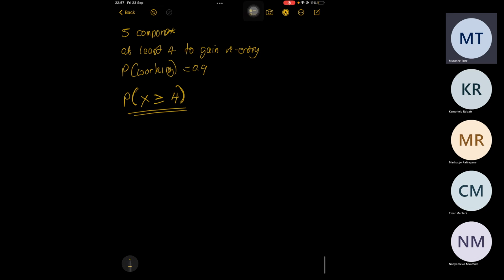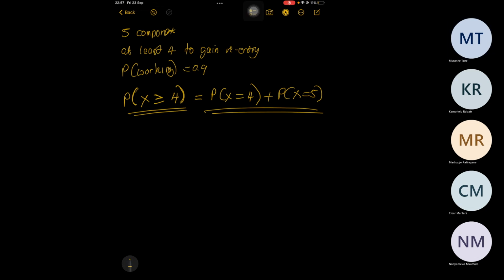The probability that X is greater than or equal to 4 is just going to be equal to the probability that X is equal to 4, which are working, plus the probability that all the components will be working also. Keep in mind that this is possible because we are dealing with discrete random variables. The number of components working is an exact number. You can't have 3.5 components working or 3.2, you see. So the probability of X greater than or equal to 4 is equal to the probability of X equal to 4 or the probability that X is equal to 5. See? So now the question is, how do you go about this?